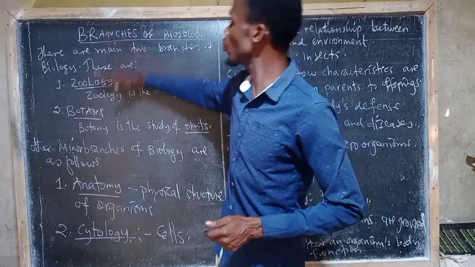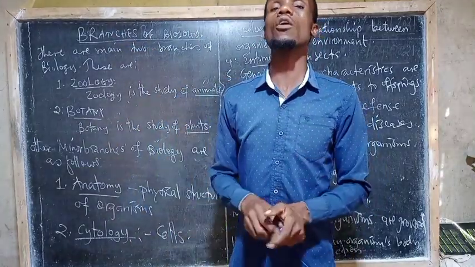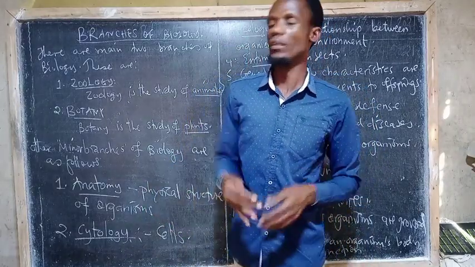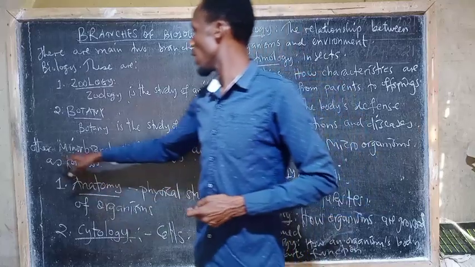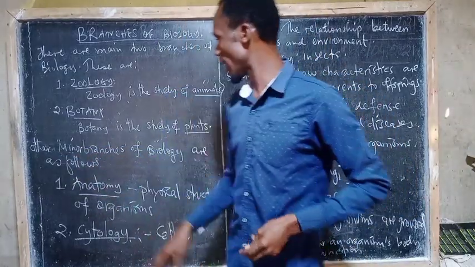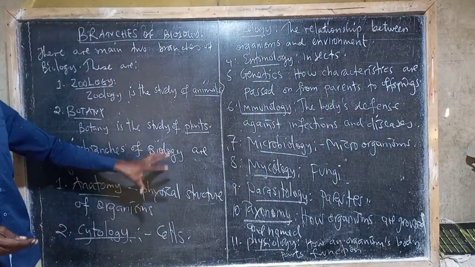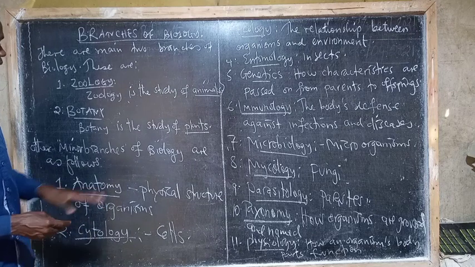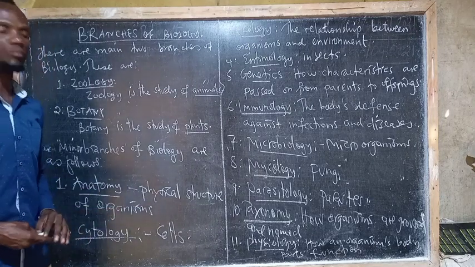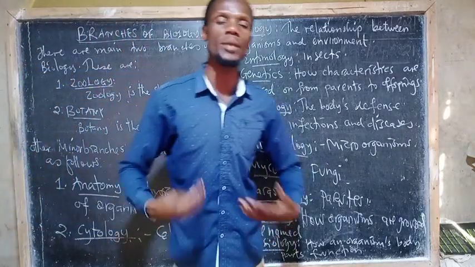Lakini hii haizuii kuwa na matawi mengine madogo madogo. Haya matawi mengine madogo madogo specifically yanalenga aspect fulani kwenye living things. That is, we say other minor branches of biology are as follows. We have anatomy. Matawi mengine sasa ambayo ni madogo madogo, tuna anatomy ni kujifunza muundo wa organism, physical structure of organism, the way the organism appears to be.